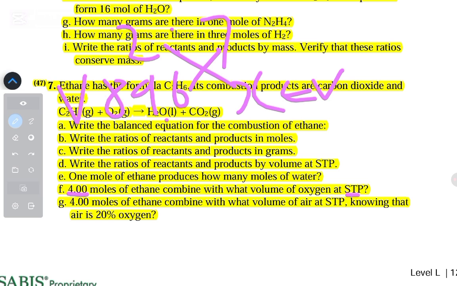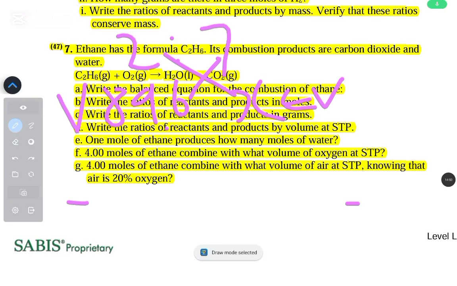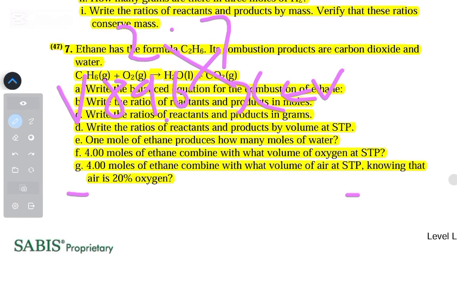So just cross multiply. We have 89.6 times 7 divided by 2. We get 313.6. Yes, that's correct. Multiply this by 7, this by 2, we get 313.6. That is the volume of oxygen that will combine with the ethane at STP.